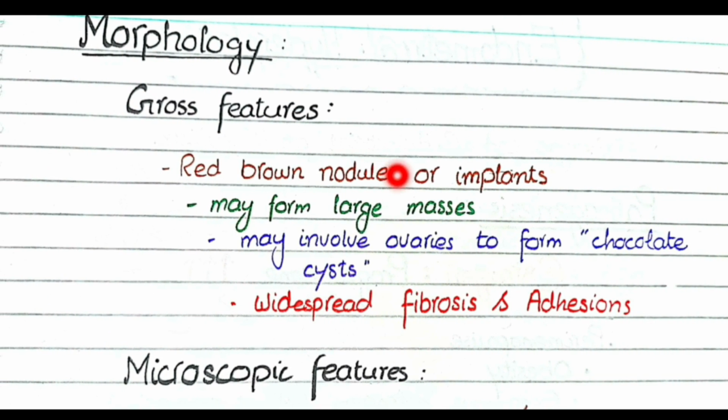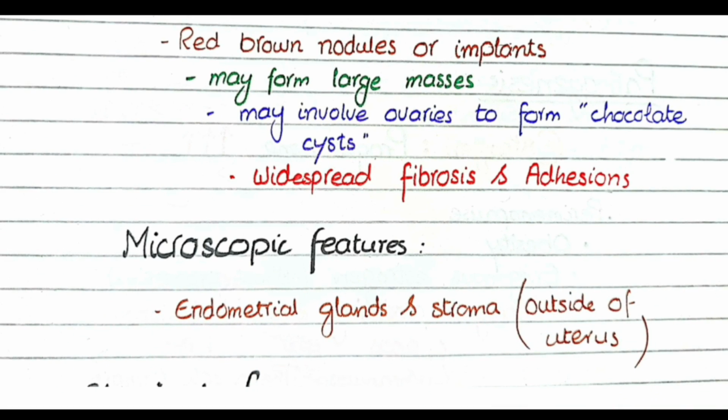You will see red-brown nodules or implants. You may see large masses. You may see ovaries being converted into brown colored large masses called chocolate cyst. This is an important point from the exam point of view. Remember, the word chocolate cyst is the hallmark of endometriosis. And lastly, you will see widespread fibrosis and adhesions. So these are the gross features.